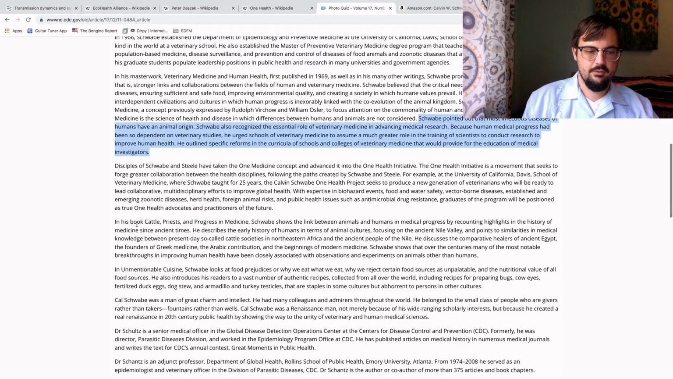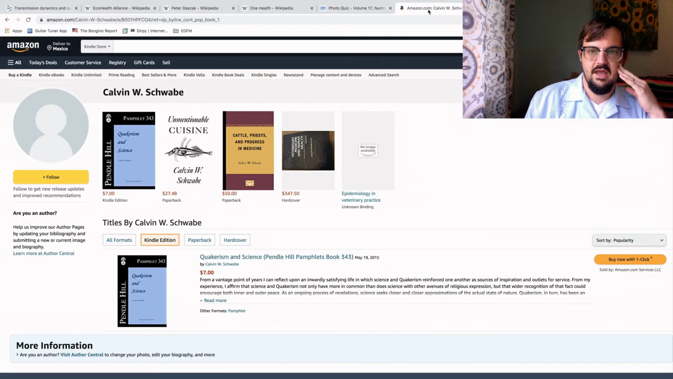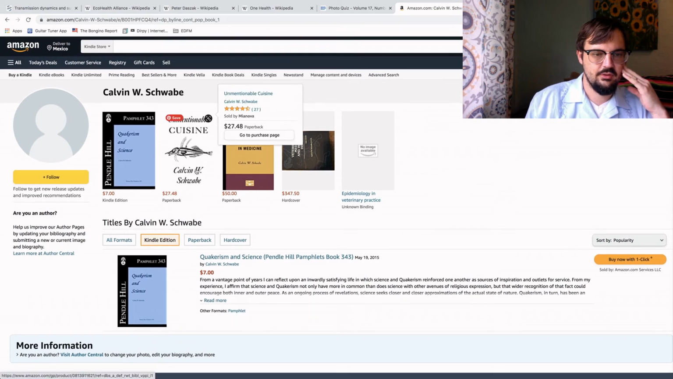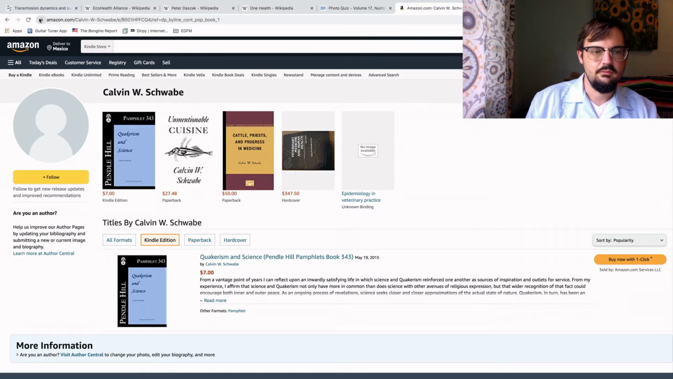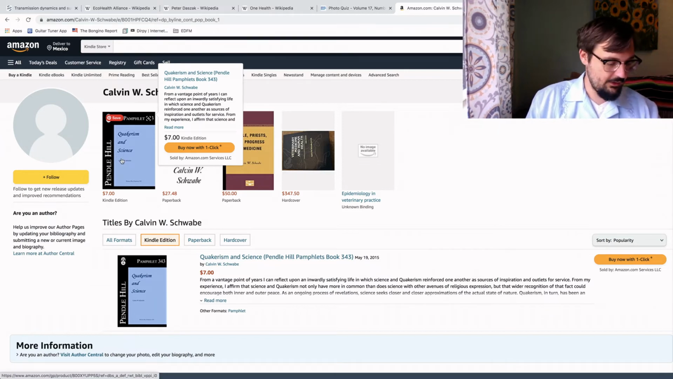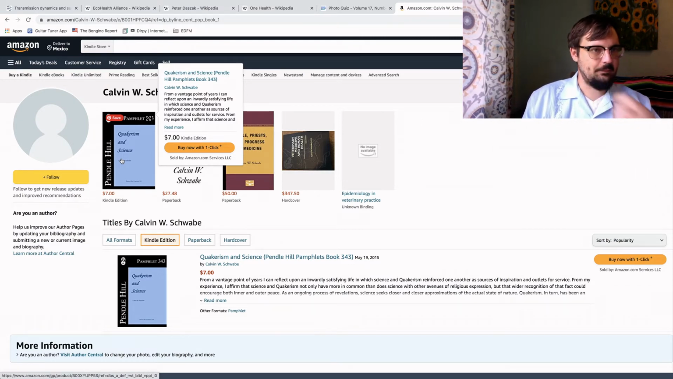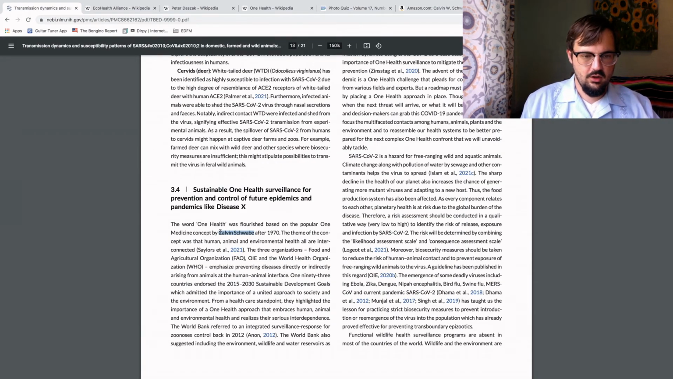And he wrote a book here, Cattle, Priests, and Progress in Medicine, which is basically saying that, I believe. I'd like to get a copy of that and see what he's really saying. Here's his Amazon bookstore. So he wrote a book called Unmentionable Cuisine in 1988. Talks about eating bugs. And he wrote a book called Quakerism and Science. So he is a Quaker, which is an interesting ideology on its own. Alrighty, so that's Calvin Schwab.